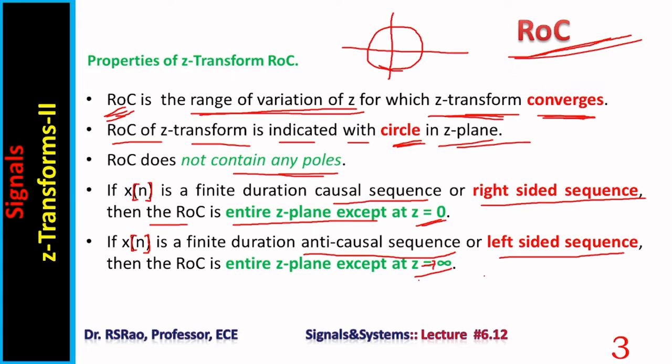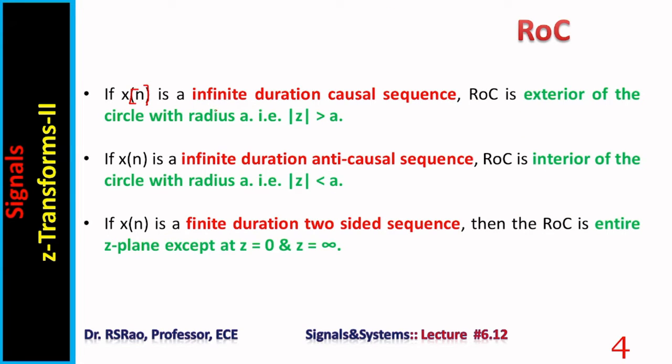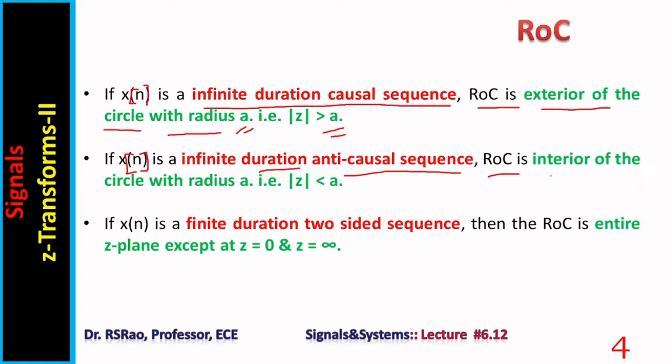If x of n is an infinite duration causal sequence, ROC is the exterior of the circle with radius a. Here magnitude of Z is more than a. If the sequence x of n is an infinite duration anti-causal sequence, ROC is the inside of the circle with radius a. It is Z magnitude less than a. If x of n is a finite duration two-sided sequence, then ROC is the entire Z plane except Z equal to 0 and Z tends to infinity.